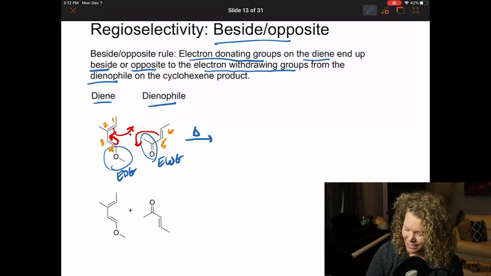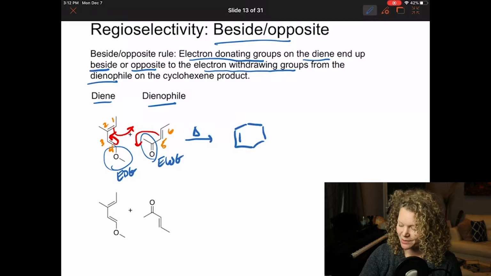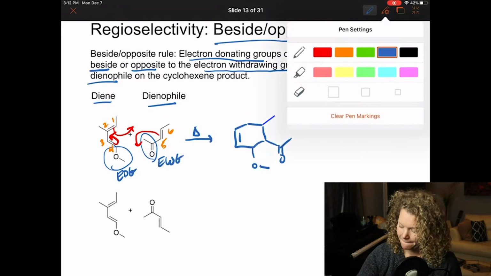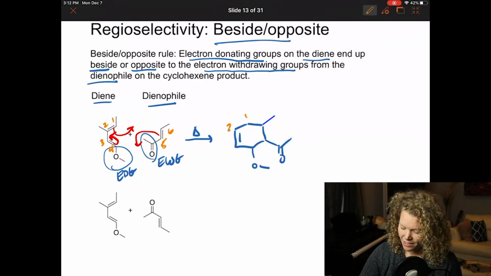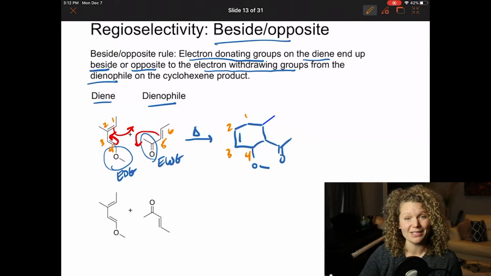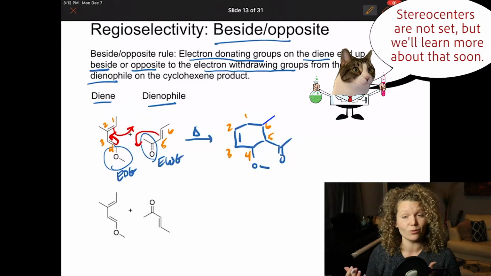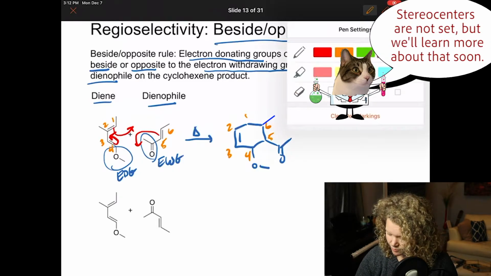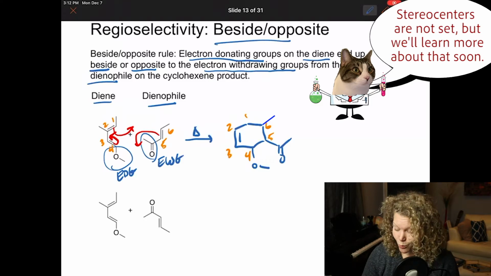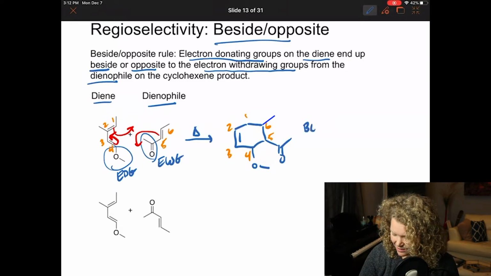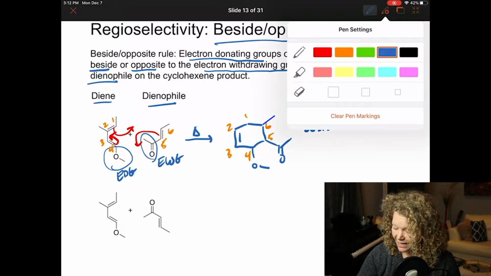Let's draw what we have from here. We have our cyclohexene. I've counted the carbons with the orange color here. We have a methoxy group, and then our ketone is here. 1, 2, 3, 4 from our diene, and then 5, 6 from our dienophile. And on carbon 5, we have that ketone. For this arbitrary rule, we are considering these 2 groups to be beside each other, okay? And this is in fact favored.